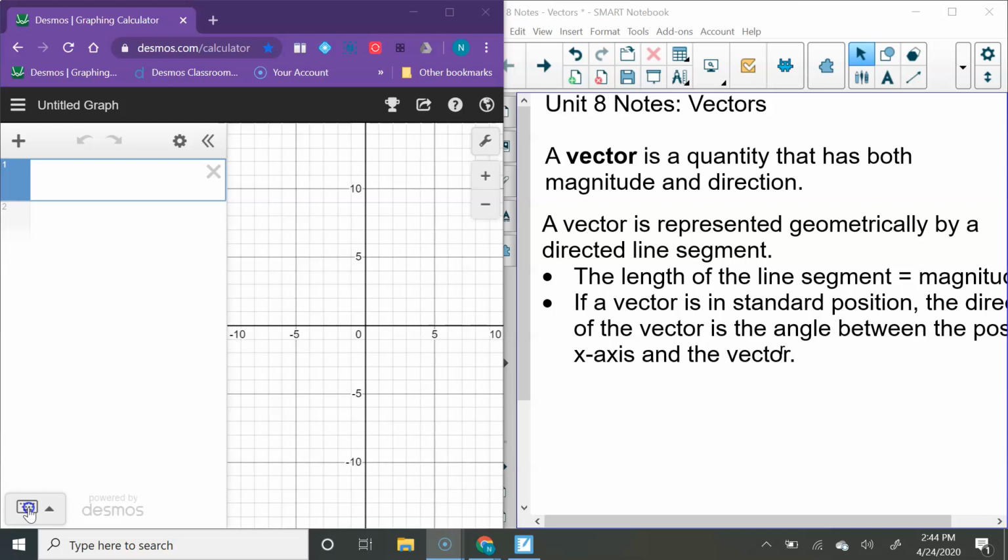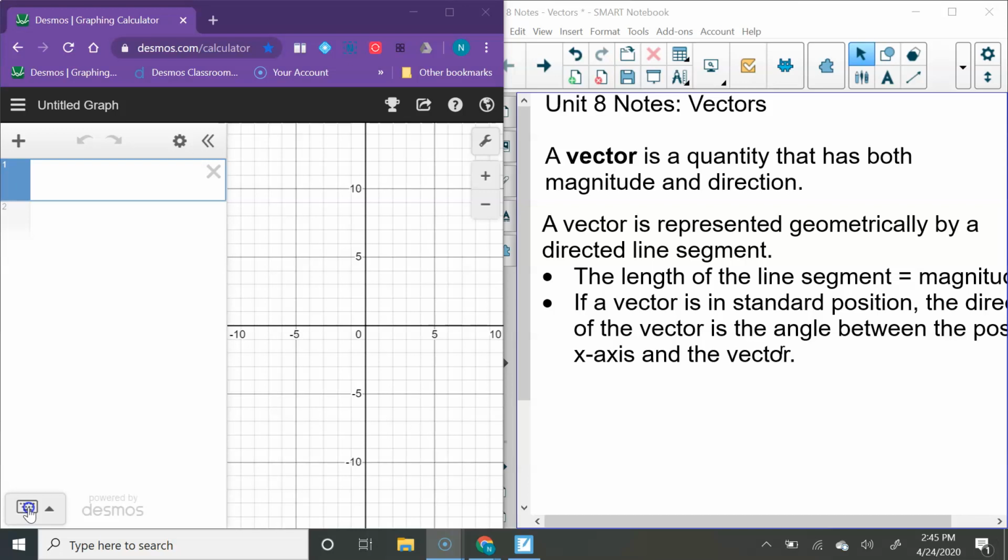So a vector is a quantity that has both magnitude and direction. The vector you are probably most familiar with would be velocity. Velocity is not the same as speed. Speed only has magnitude, so it's how fast you are going, but it has nothing to do with direction. Velocity includes both magnitude and direction. So your velocity includes how fast you're going, your speed, and the direction that you are going.